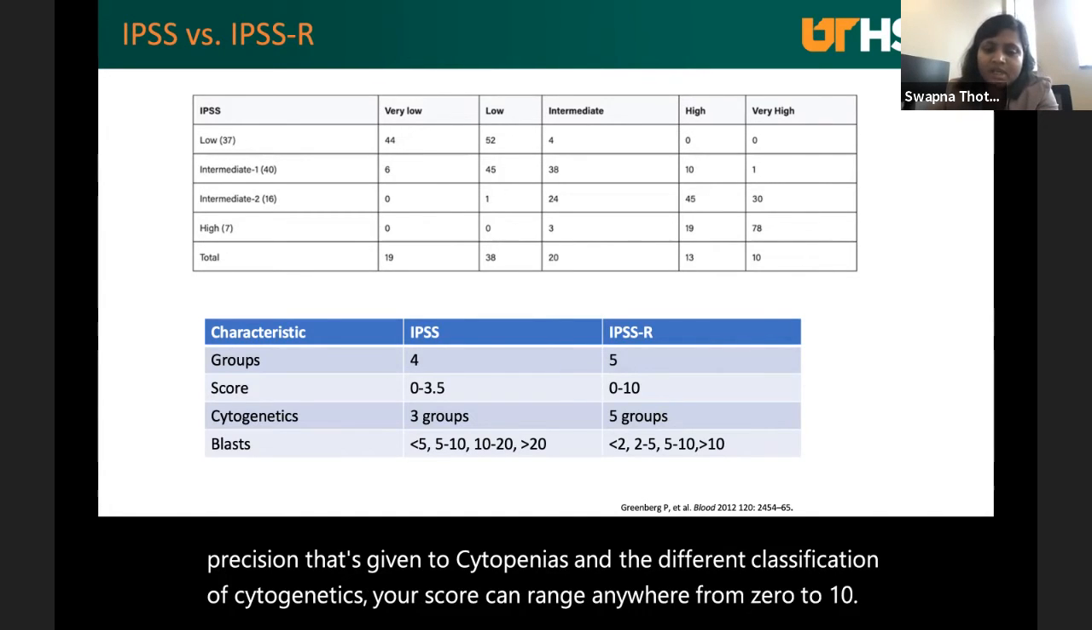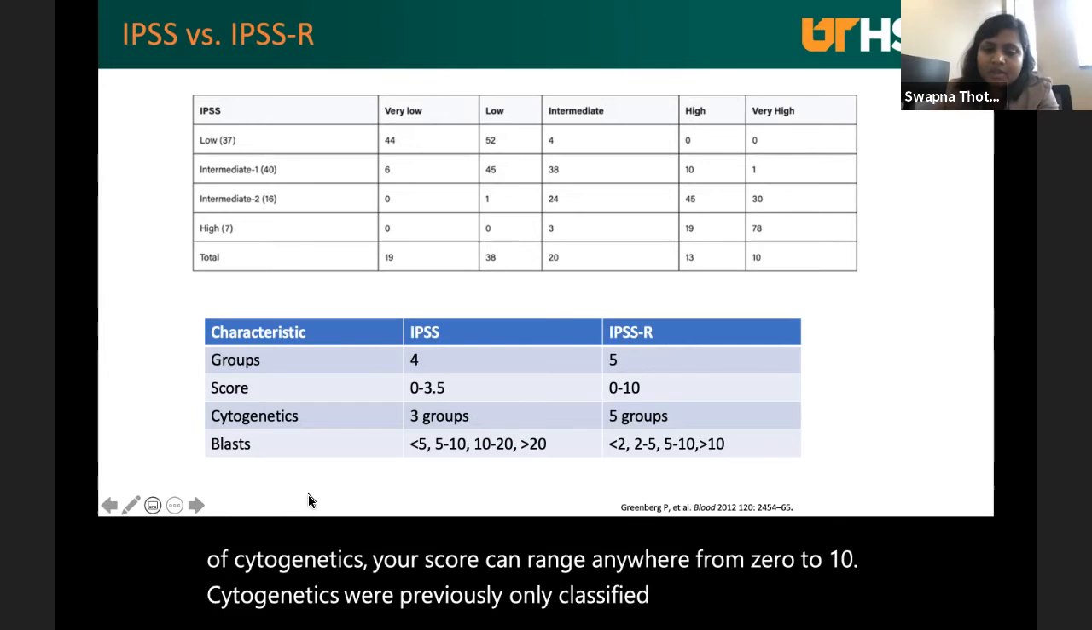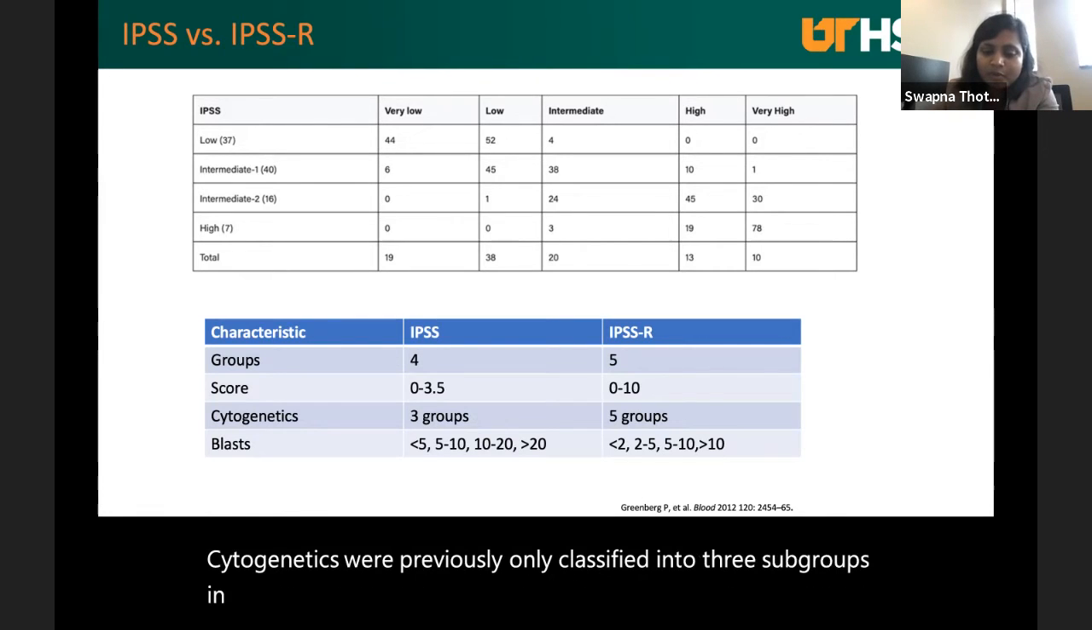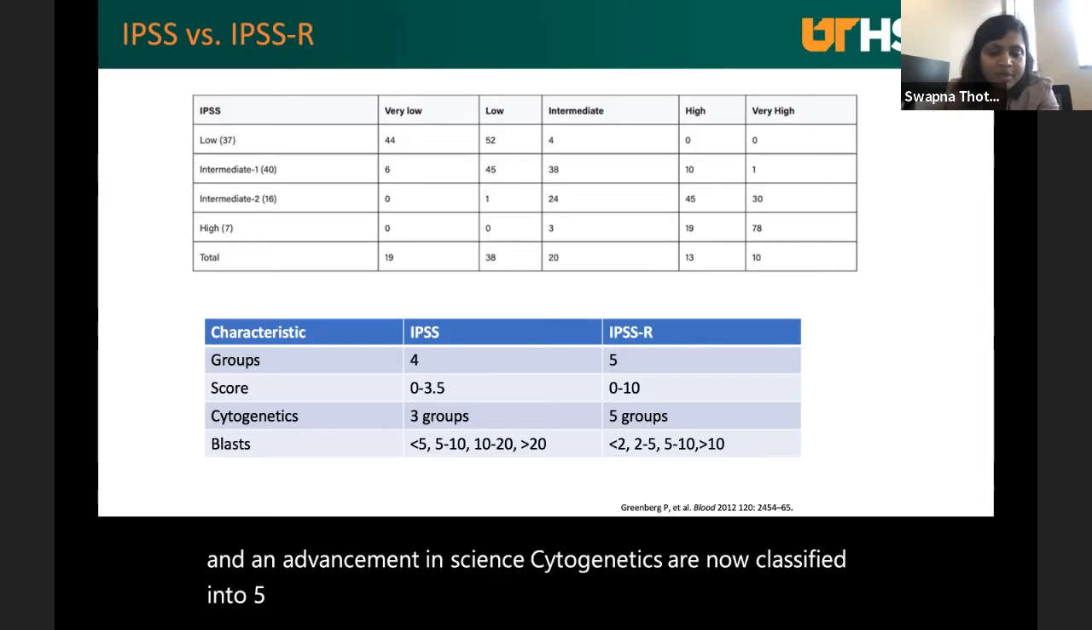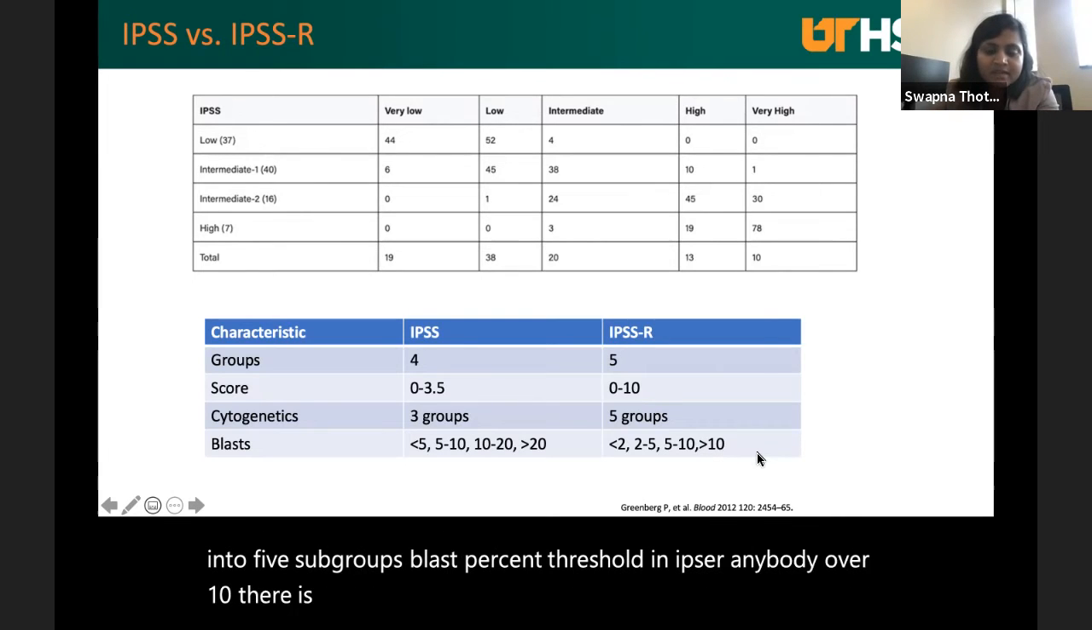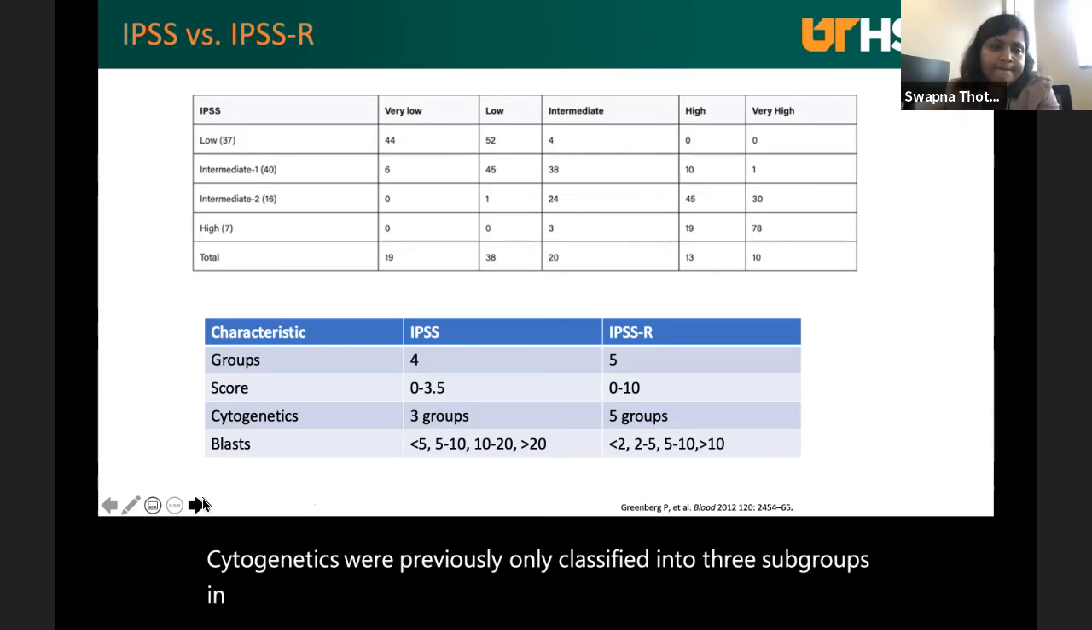Cytogenetics were previously only classified into 3 subgroups. In IPSS-R, because of improved knowledge and advancement in science, cytogenetics are now classified into 5 subgroups. For the blast percent threshold in IPSS-R, for anybody over 10%, there is no further subclassification, which is different from IPSS.